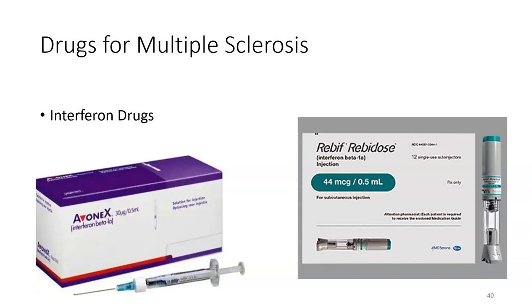Istradefylline is, what did I do? I think I copied and pasted in my notes. That is not correct. This is interferon beta 1 alpha. So all of your interferon drugs have interferon in them. Again, this is a biological drug where it's expensive, it's kept in the refrigerator, and it's given via injection. Avonex is one of the brand names, and Rebif is another.